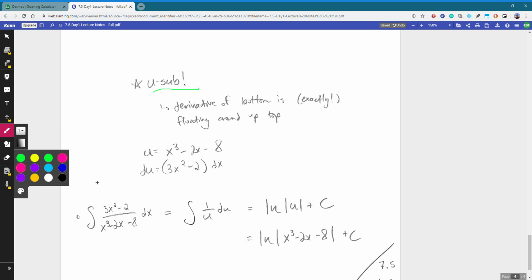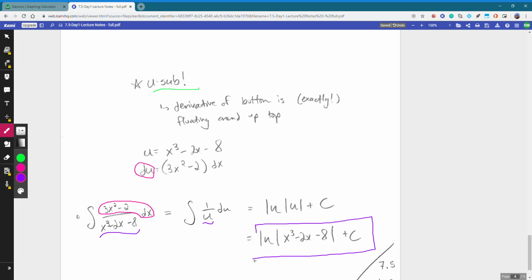And so doing our substitution, the 3x squared minus 2 dx just becomes our du. And then our whole denominator just gets replaced with u. And we're left with exactly the derivative of natural log absolute value of u. And so we can integrate, replace our u, and we're good to go. So we definitely don't want to forget about u sub, even as we are thinking about these more involved integration techniques as well.